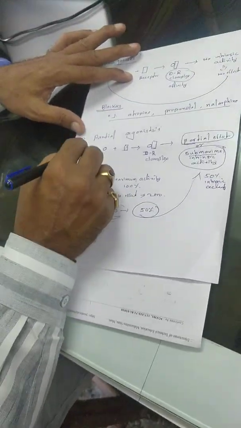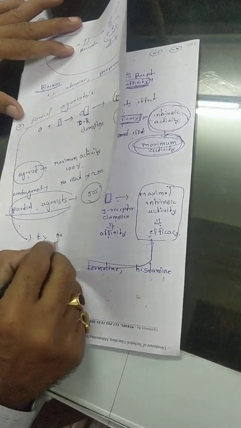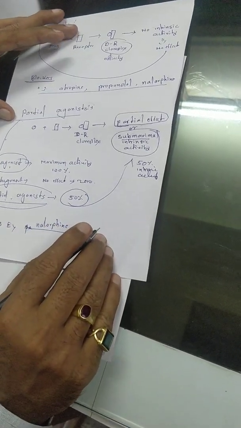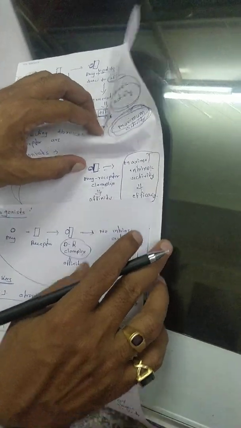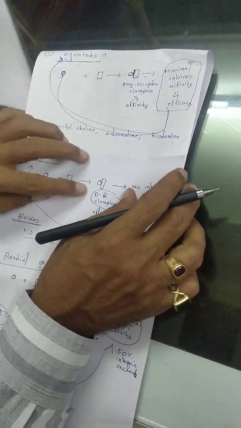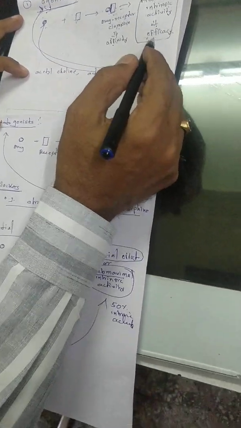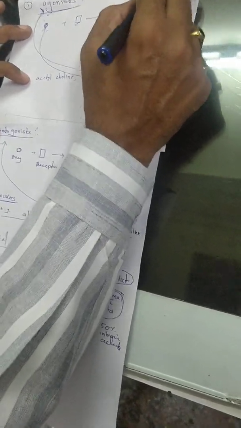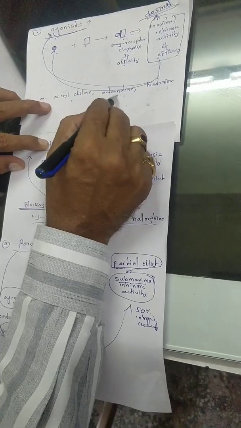An example of a partial agonist is nalorphine. This is a common example. Now, drug receptor interaction according to that theory. See the agonist: the drug interacts with the receptor, they form a complex. Because of the affinity and high efficacy, they produce the maximum effect, which you can call the desired effect. Example: acetylcholine, adrenaline, histamine.